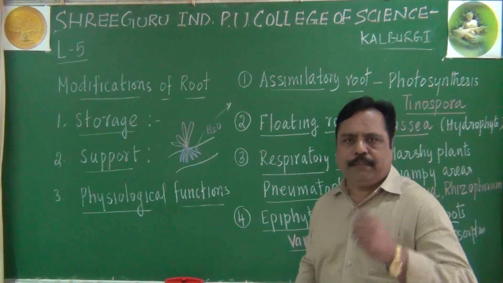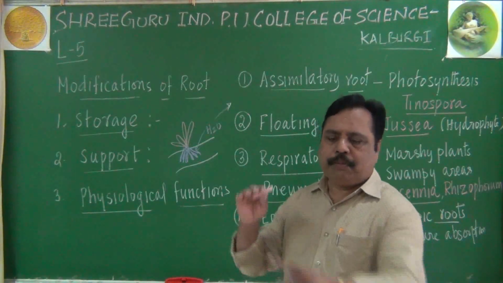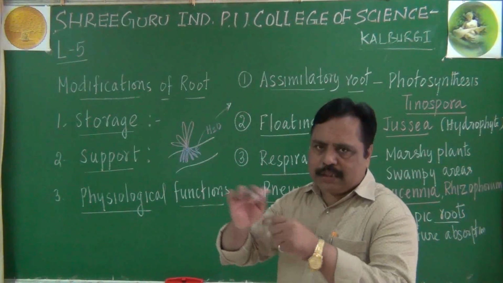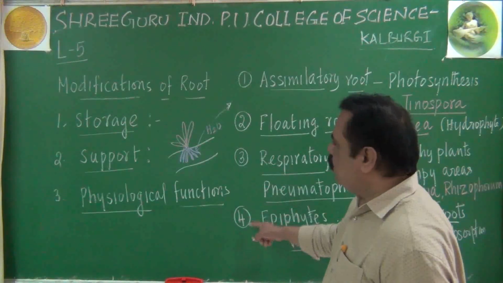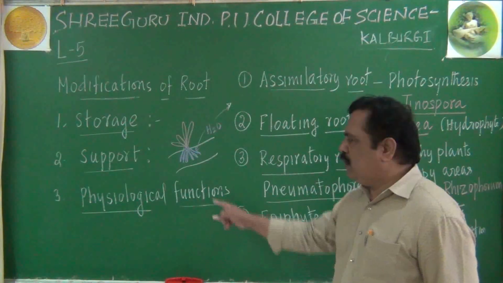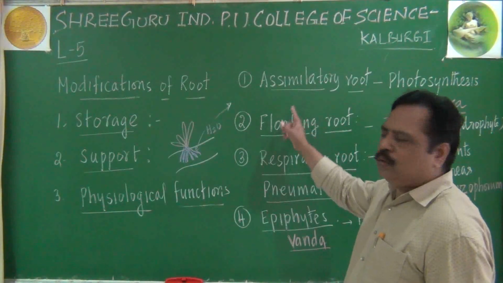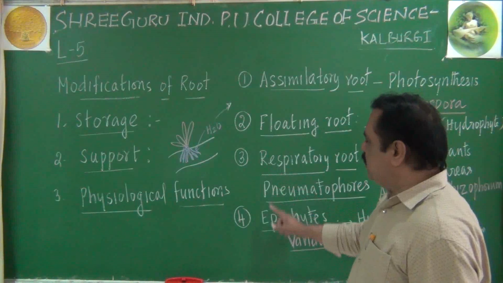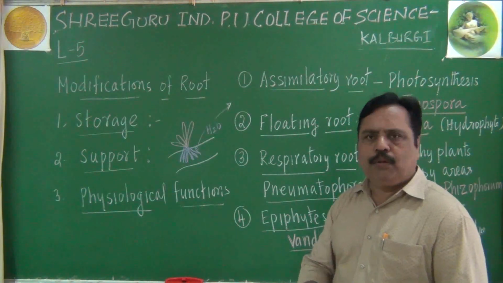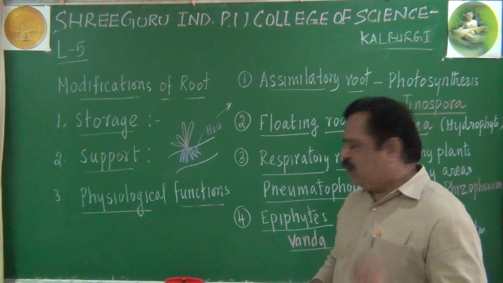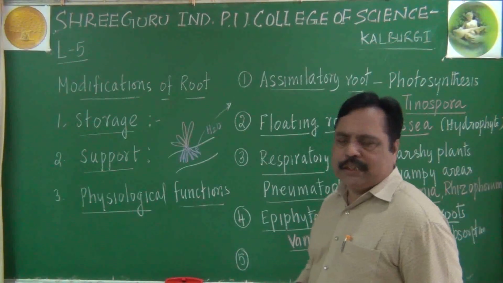You know the word epi. Epi means outer. Phyte means phytology, plant. Plants growing on the outer surface of other plants are called epiphytes. That is one more type of modification of root with reference to physiological function. What are they? Assimilatory root, floating root, respiratory root, epiphytes. There are many more modifications. Let me tell you the last one, the fifth one we shall remember; important ones I am discussing here.